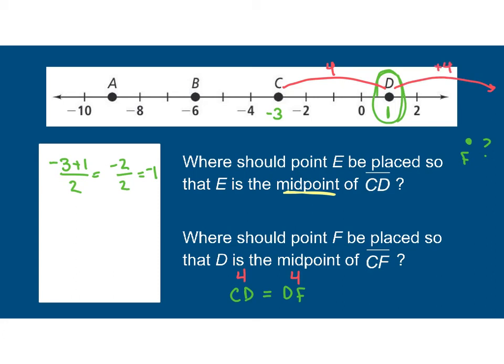So what I'm going to do for my work is I know point D is at 1. I'm going to add 4 more to it. It should be at 5. So point F should be placed up at 5.